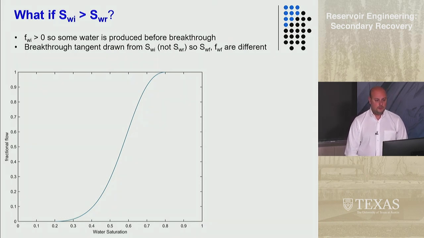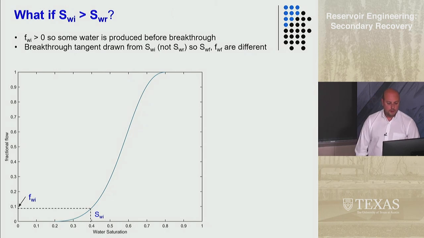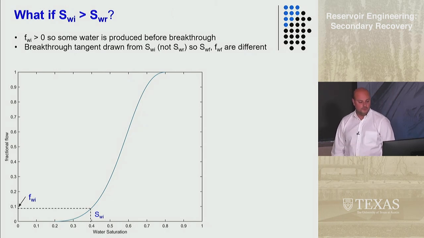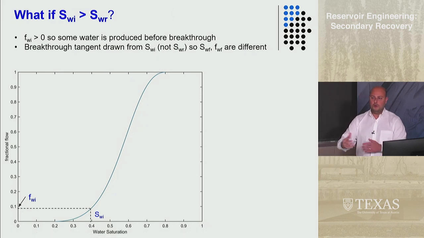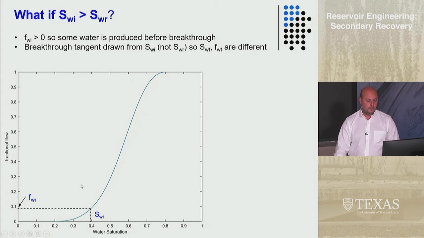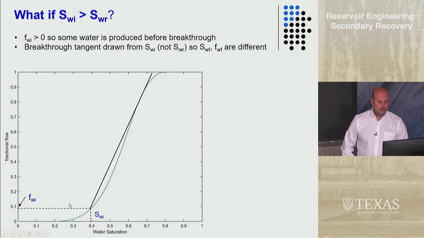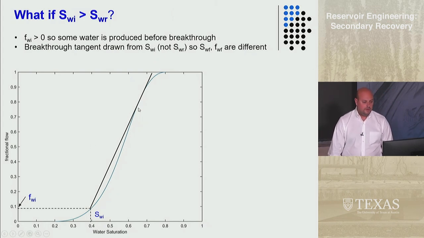But if SWI is greater than SWR, in this case I'm saying it's about 0.4, then the initial fractional flow is less than that. So that's almost 0.1. So again, maybe you're producing 10% water, 90% oil, as opposed to 100% oil. But then what you do is you take your breakthrough tangent and you start from here, not from over here. So I draw my breakthrough tangent that way. I find the point of tangency.